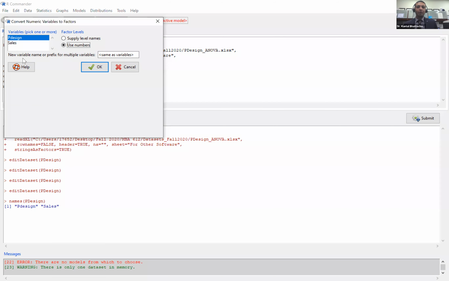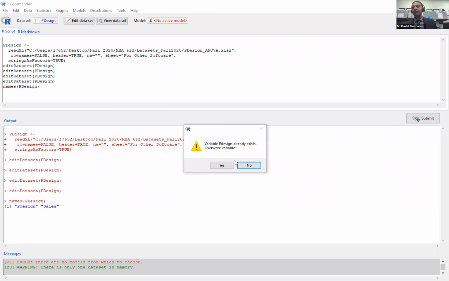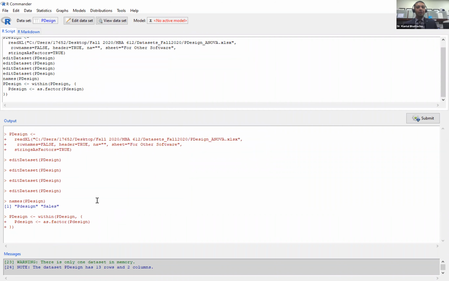And we want to use the new variable name or prefix. We want to keep the same as variables, so nothing changes. You hit enter, and therefore it asks you, variable p design already exists, override the variable. You say yes, and so now it has used p design as a factor in that variable.